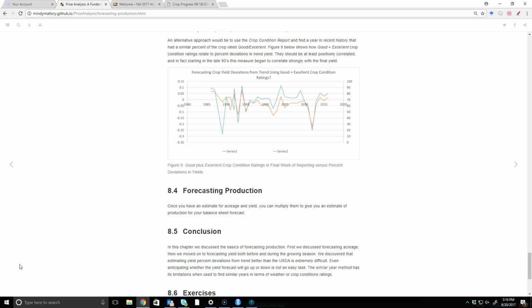So similar to our approach in figure 8 above, we can say to ourselves, okay, what is a similar year to the year that we're experiencing in terms of good to excellent ratings, and try to make an educated guess about what our trend deviation from yield would be. And then we can come up with a pretty decent estimate of what yield per harvested acre would be.